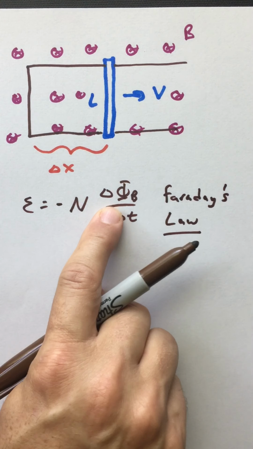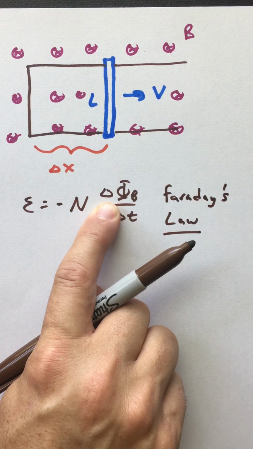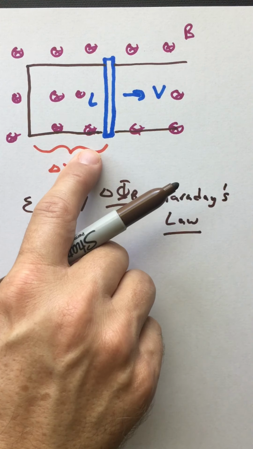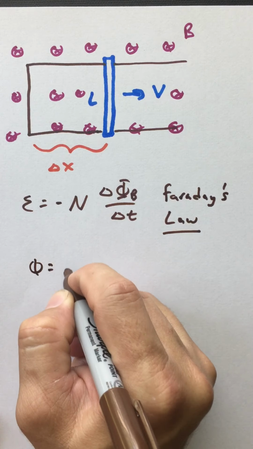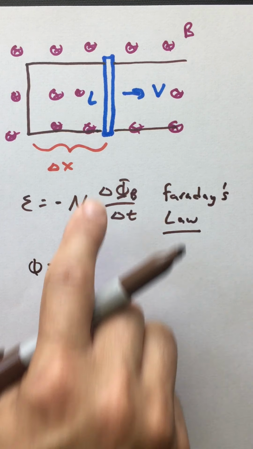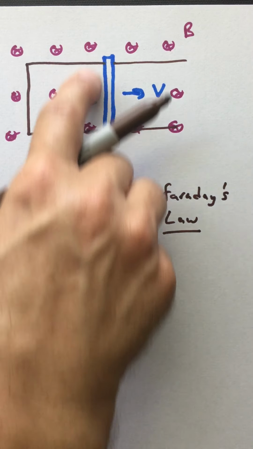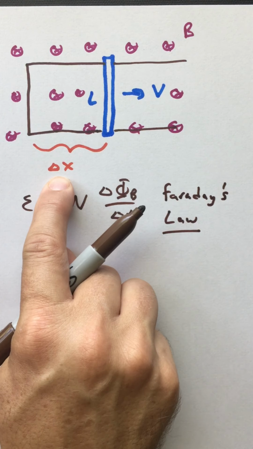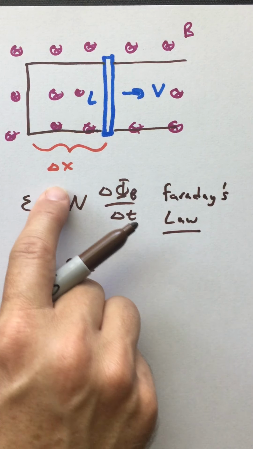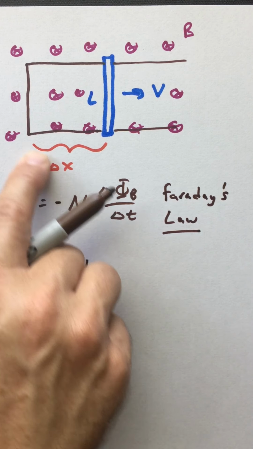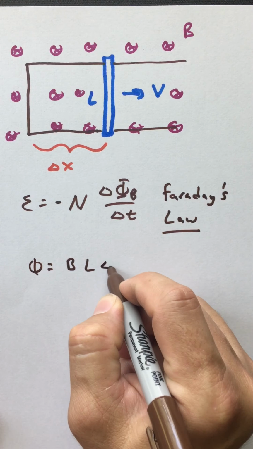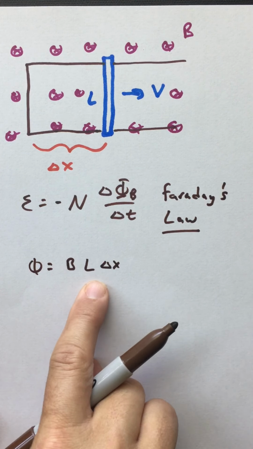Okay, the change in flux. What is the change in flux? Well, first of all, what is the flux? The flux is the magnetic field times the area of this loop. What is the area of this loop? Well, it's a rectangle. One side is L, and the other side is changing, but at any given point in time, I can characterize it as delta x. If I'm starting over here at my origin, then it has moved a delta x. So that is actually my flux.